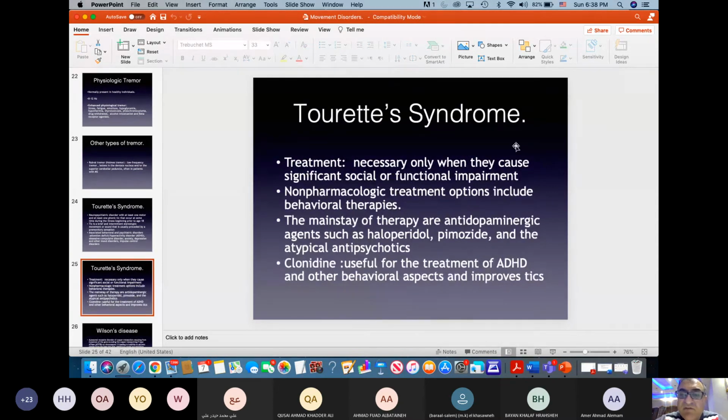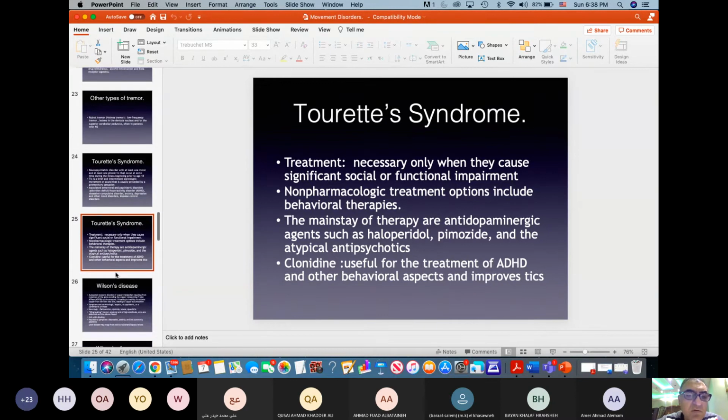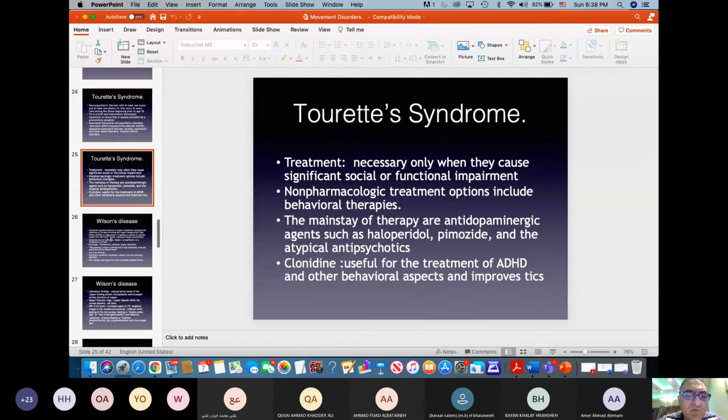Treatment only if it affects function. Can start with non-pharmacological treatment like behavioral therapy. Sometimes we use medications like dopamine antagonists, or anti-dopaminergics, like aripiprazole, Abilify, Haldol, and so on. And clonidine can be helpful. Clonidine is an alpha-2 agonist. It's centrally acting, used for blood pressure. Can be used also for Tourette syndrome at small doses.